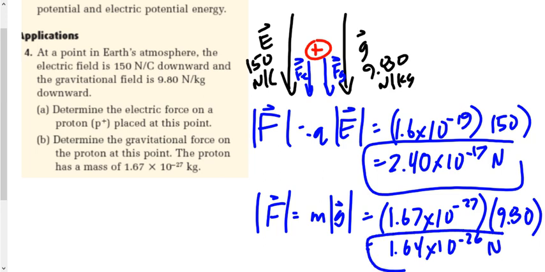Do you guys remember at the beginning of the unit we talked about electric force and gravitational force? And we said one of them was bigger usually. Which one did we say was bigger? The electric force is normally bigger. And sure enough, in this case, the electric force is bigger. By quite a bit, right? About 1 billion times bigger, 10 to the 9 times bigger.